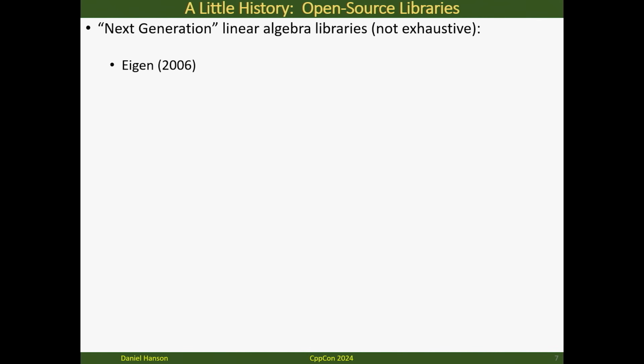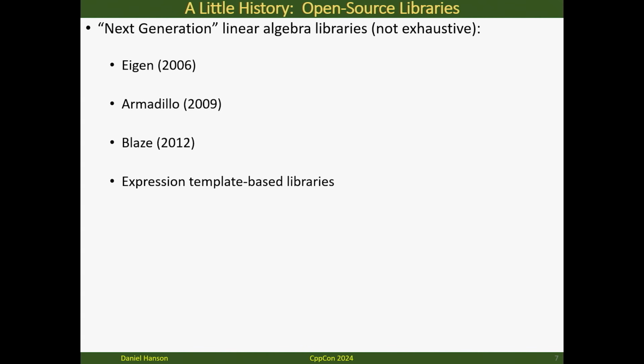So if we move a little bit further in time with what we'll call next generation linear algebra libraries, and again, this is not an exhaustive list. Eigen came out in 2006, Armadillo in 2009, and then later was the Blaze library in 2012. These are all expression template-based libraries. Armadillo was not originally, but as I understand it, they've moved towards more of an expression template-based library.